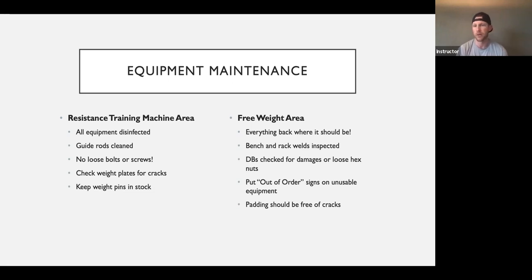And then padding should be free of cracks. So that might be under the squat rack or on the floor. We don't want cracks and things, right? Because then it loses its integrity.